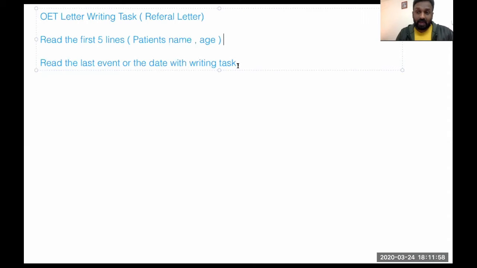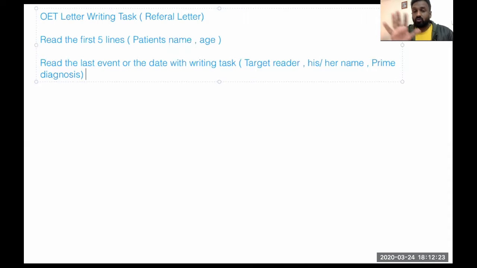Now, if you read the last event and the question together, from the writing task you will get to know who your target reader is, his or her name, and what their position is. You will also get to know the current situation and the prime diagnosis, what the patient is suffering from. Once you know from the recent event who the target reader is, what her name is and the prime diagnosis, you understand the target reader's point of view and the current situation of the patient.